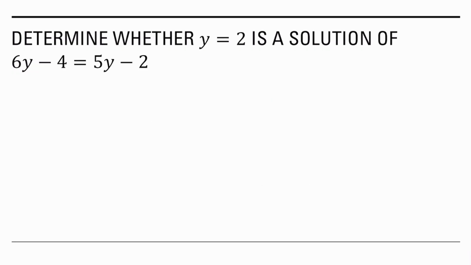Determine whether y equals 2 is a solution of 6y minus 4 equals 5y minus 2. Exact same steps as the last one. We want to set up our equation with our brackets, and then substitute our number in, so y equals 2. This time we have both sides of the equation that we can simplify. I'll do this all in one step, but we do need to remember our order of operations: brackets, then indices, then multiplication and division, then addition and subtraction.